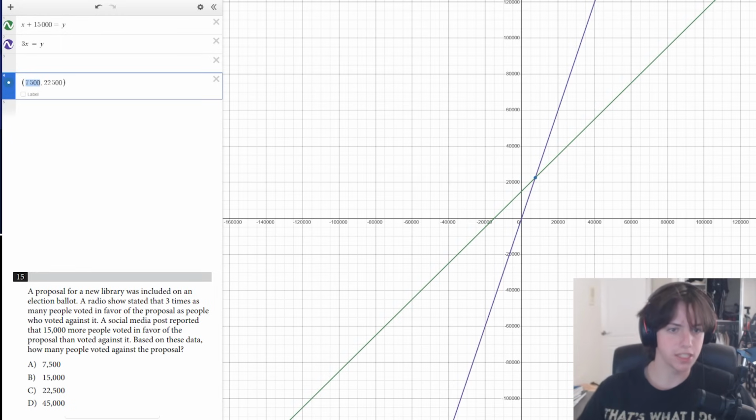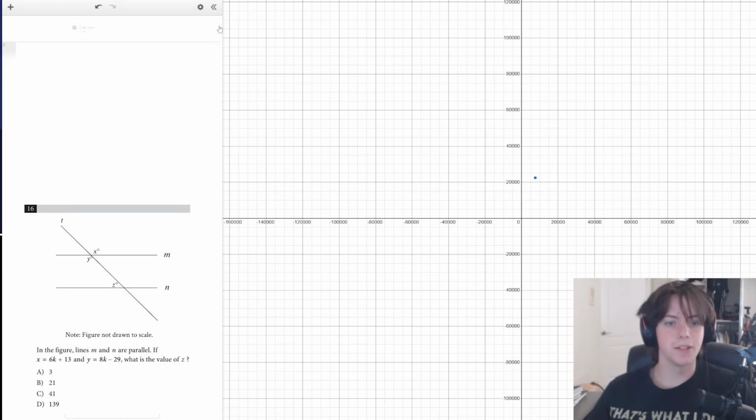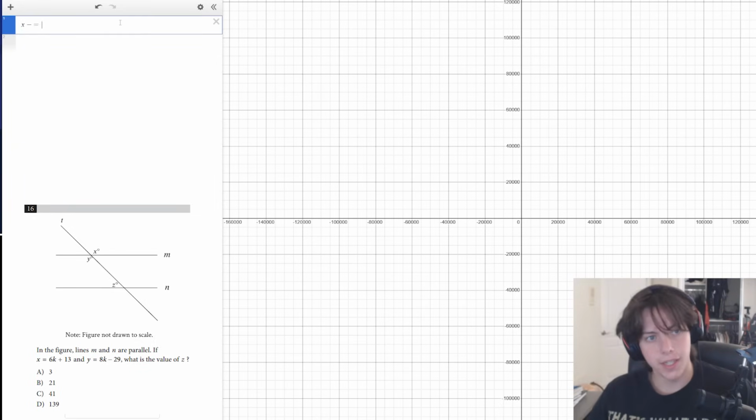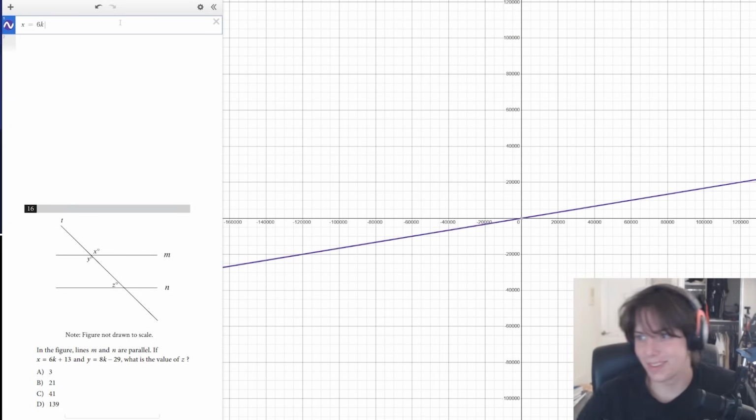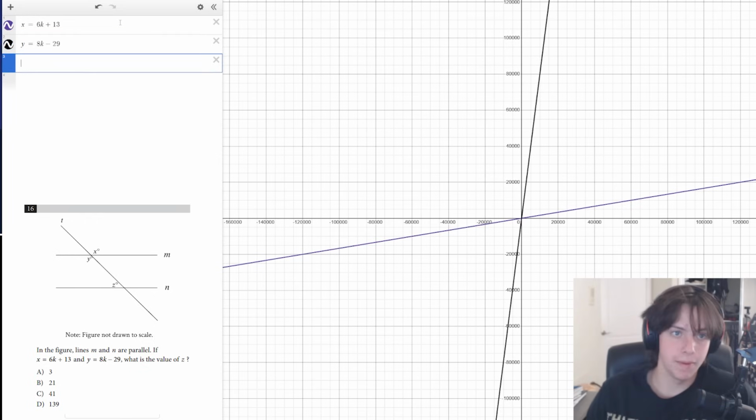Moving on to question number 16. In the figure, lines M and N are parallel. If x equals 6k plus 13 and y equals 8k minus 29, what is the value of z? Actually, I have a YouTube short about this one, so I've already done it. But we know that x equals 6k plus 13 and y equals 8k minus 29.